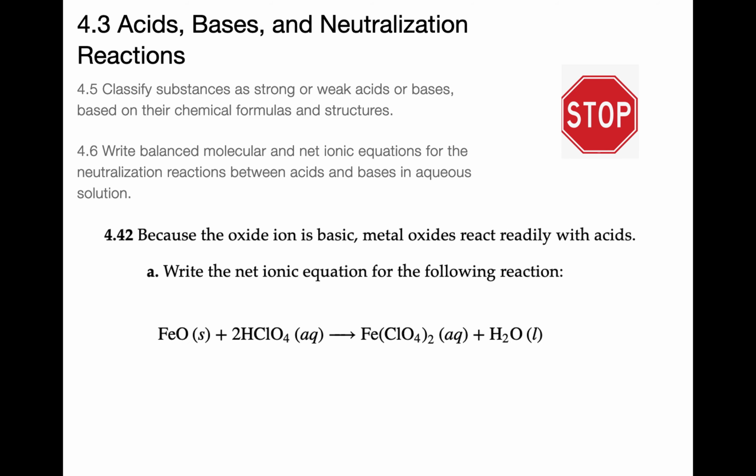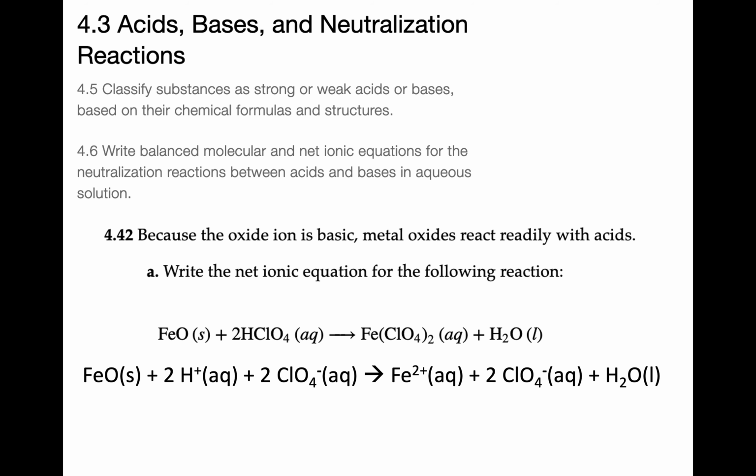In terms of being able to determine a net ionic equation, give this one a try. My plan is I will write dissociated all of the aqueous strong electrolytes. I'll cancel out the ones that are appearing on both sides of the equation. Those are my spectator ions, and I'm left with the net ionic equation.